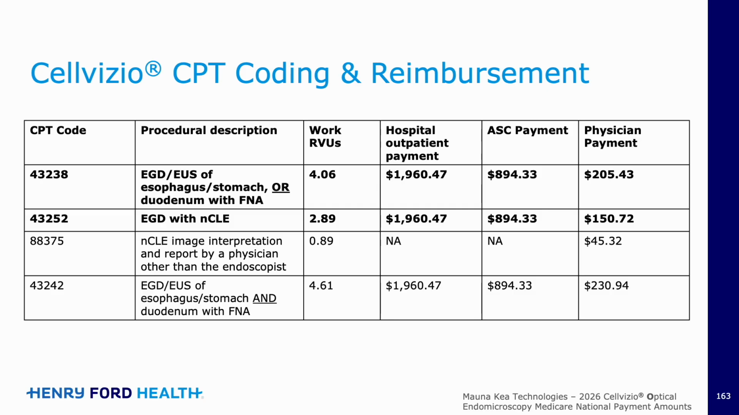The first is 43238, and this captures the EUS FNA portion of your procedure. And then you have 43252, which captures the confocal endomicroscopy portion. Interestingly, there's also a separate code, which is 88375, which is the NCLE interpretation performed by a physician other than the performing endoscopist. I also included the last code here at the bottom, just for the purposes of this talk, which is 43242. And this is our most standard and most widely used code for EUS FNA. This code should not be used for Cellvizio, as I will explain on the next slide.